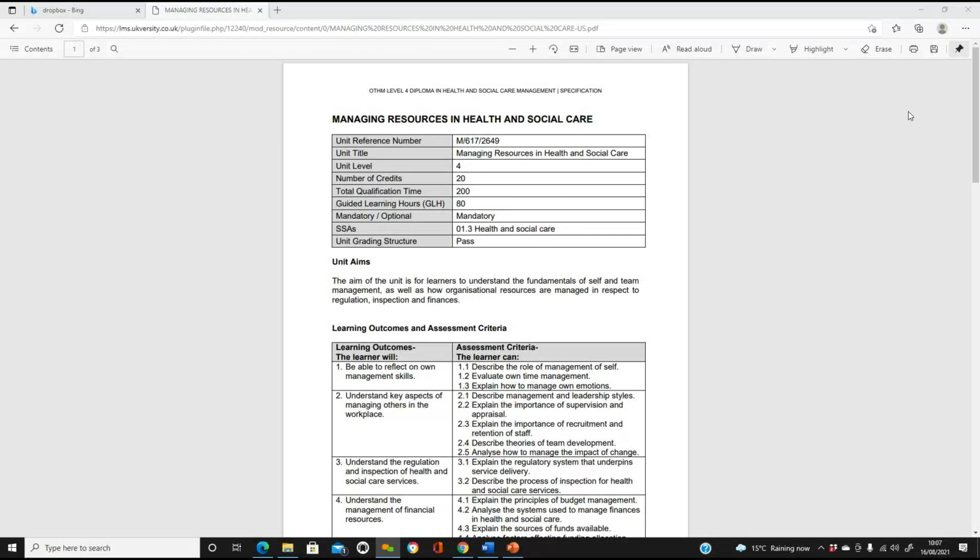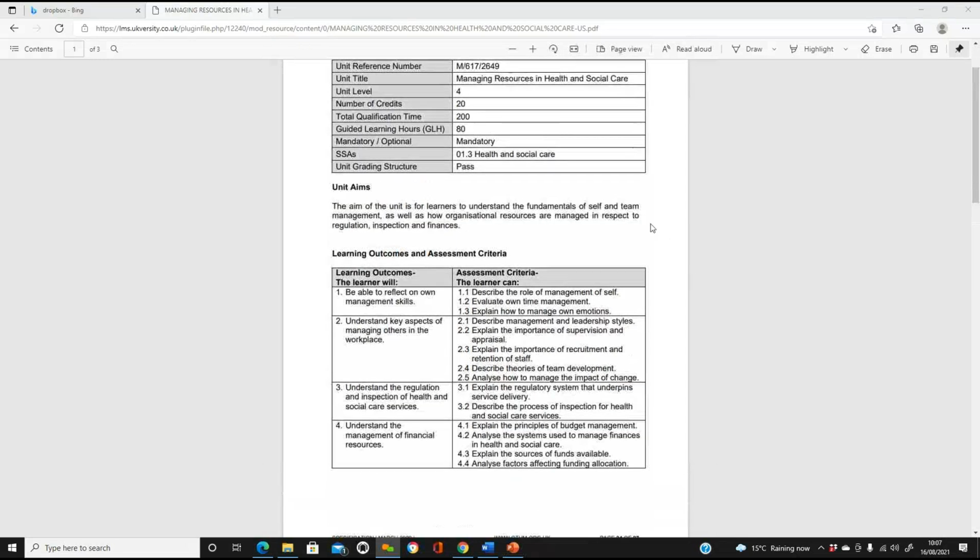So we're starting our new unit today, which is Managing Resources in Health and Social Care. Now, there are 4 learning outcomes on here. So I'll just go through the learning outcomes and then we'll start on the one that we're doing. Learning outcome 1 is be able to reflect on your own management skills. Learning outcome 2, understand key aspects of managing others in the workplace. Learning outcome 3, understand the regulation and inspection of health and social care services. And then the last one, number 4, understand the management of financial resources.